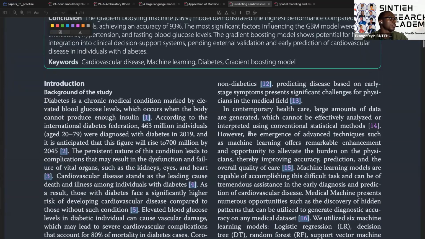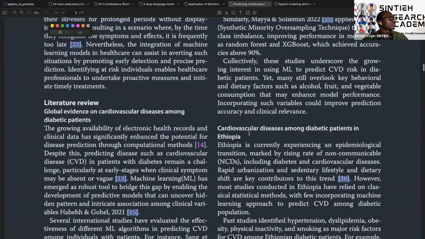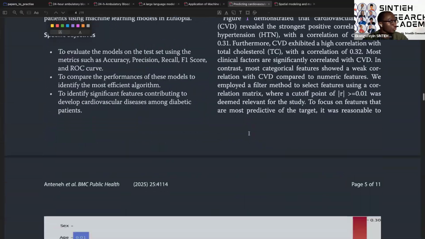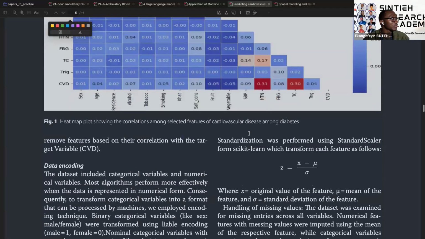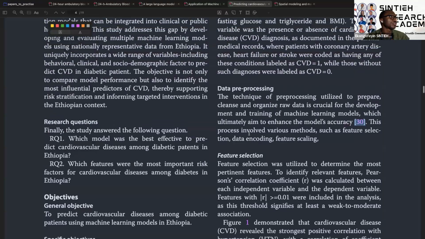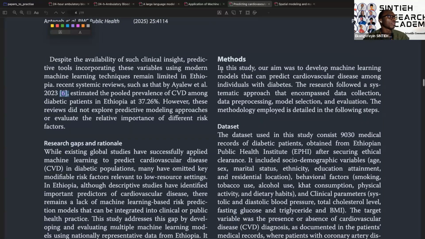So let's go to the methods. The abstract doesn't tell me much. You see that I'm not trying to read everything. There are particular sections that you must read, and the methods is definitely something important. I think I'm already seeing the methods somewhere. So this is methods around here. In this study, we aim to develop a machine learning approach for predicting cardiovascular disease among individuals with diabetes. So this study definitely has to be included in the systematic review because that is the objective and that is what we're actually looking for.